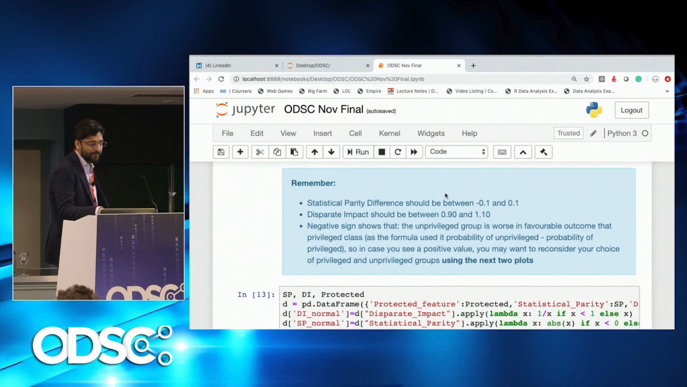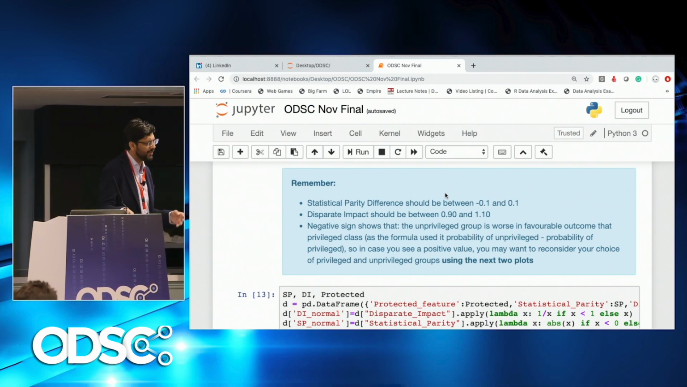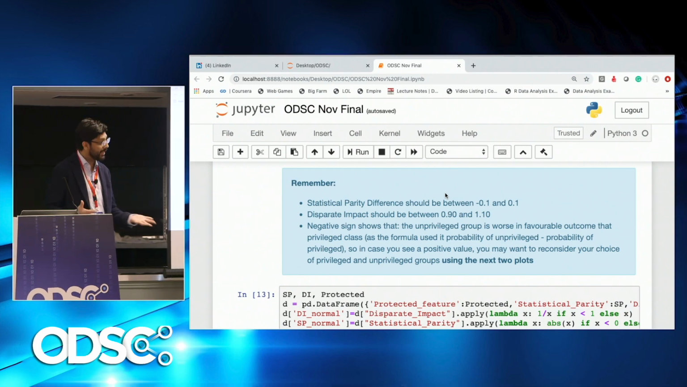Similarly, for disparate impact, the ratio should be 1, perfect, but I'm allowing anything between 0.90 and 1.1. So I'm allowing 10% disparity. Why 10%? That's my business call. You can make it 5%, 10%, 15%, 20%. I chose 10% because most of the regulators recommend 10%. However, there is no hard and fast rule that it has to be 10%.